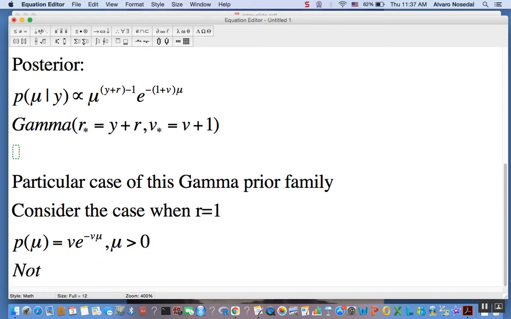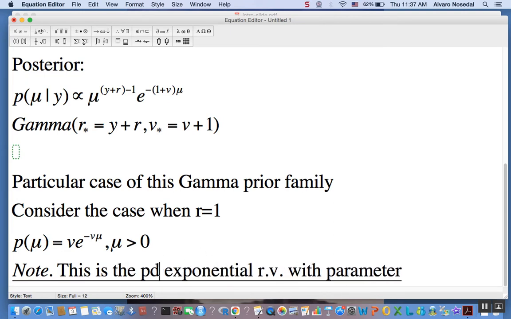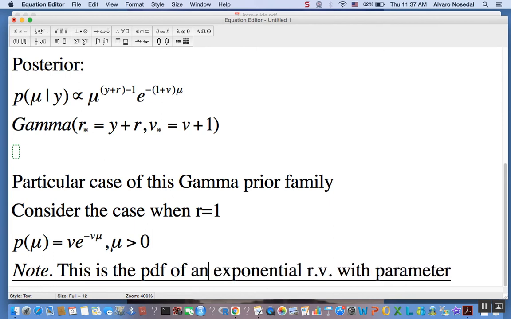Okay, so note this is the PDF of an exponential random variable with parameter v.